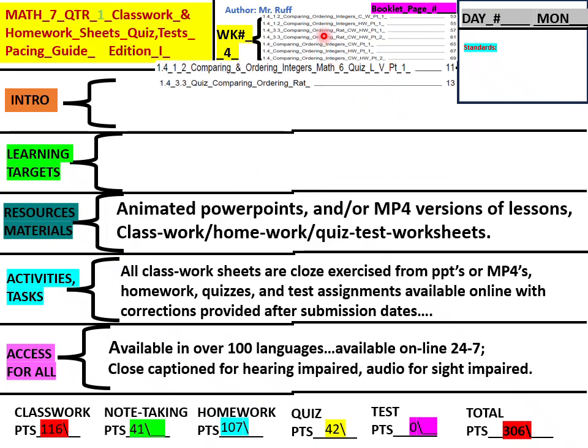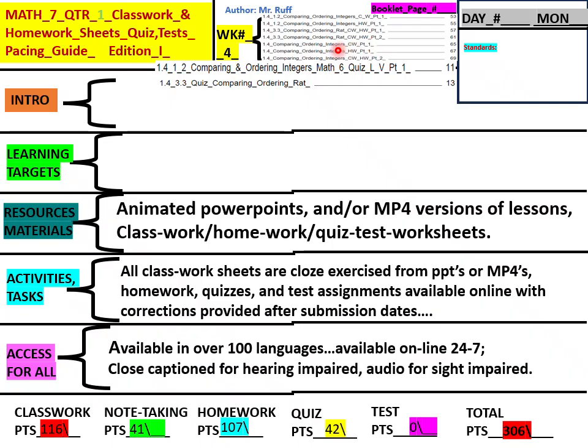We start out in here with 1.4, comparing and ordering integers, classwork part 1, comparing and ordering integers, homework part 1. And then 3.3, comparing and ordering rational numbers, classwork and homework part 1, and comparing and ordering rational numbers, classwork and homework part 2.